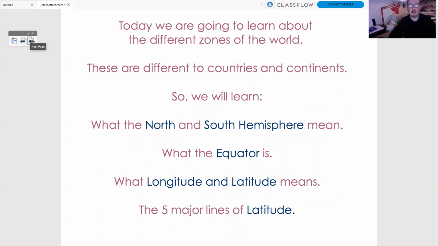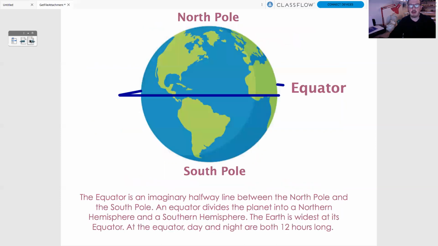All right, okay, let's start at the beginning. Let's start with this picture of the Earth. I hope you can see it. We've got to imagine that the Earth has got a north bit and a south bit. The top of the Earth, the most northerly point, we call the North Pole. And the bottom of the Earth, the most southerly point, we call the South Pole, okay?